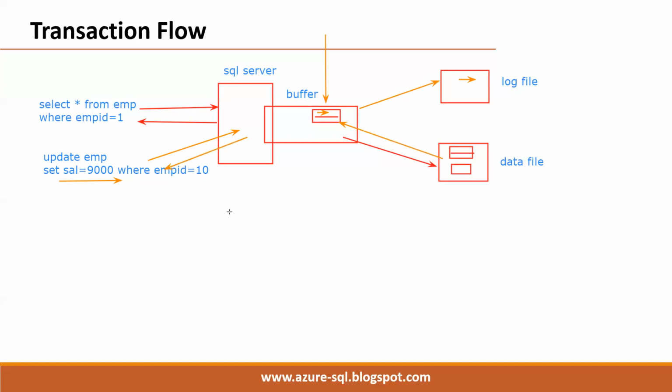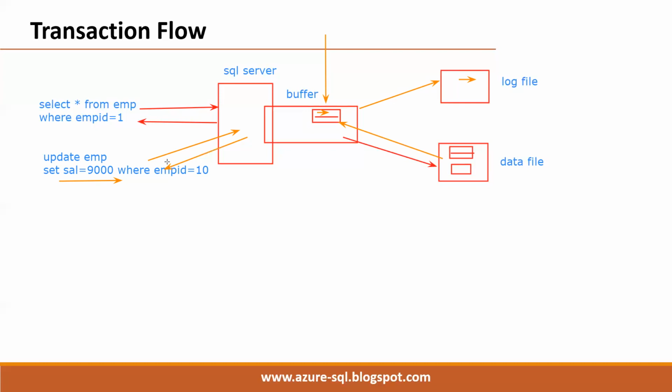See here, select star from will never use space in the log file. It only takes the data into the buffer and displays it. But remember, except select star from, it may be insert or update or delete or anything, all of these use space in the log file. Copy the record into the buffer, modify here, the same modifications are written into the log file, then the user will get the acknowledgement.